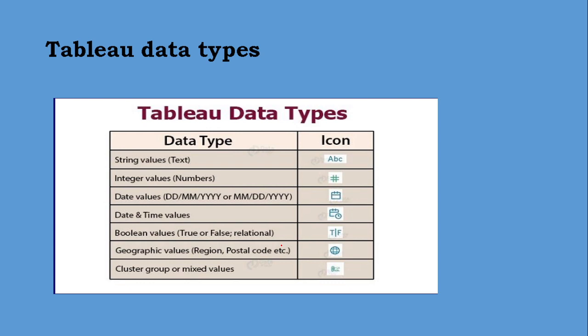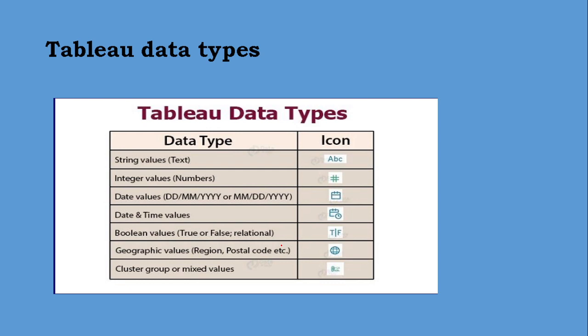The third one is date values, where we just have dates: date, month, and year. They are represented using a calendar. We have the fourth one, which is date and time values. Now we have time added to the date values. That one will have a clock on the calendar, so anytime you see this symbol or icon on your data, you identify it as the date and time data type.